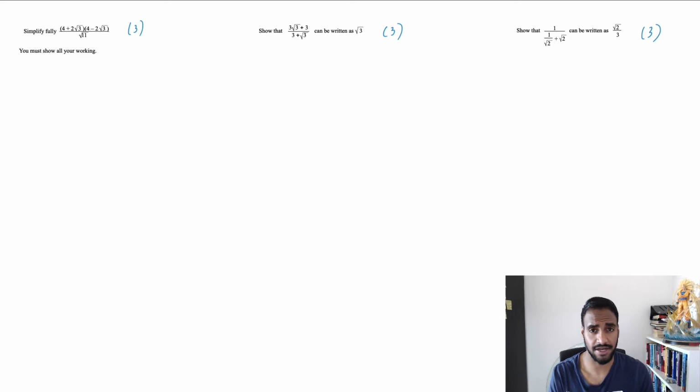So putting it in a calculator now might make you feel good that you got the answer, but in the exam, you can't use it. So get used to doing it without a calculator. So let's get straight to the first one.